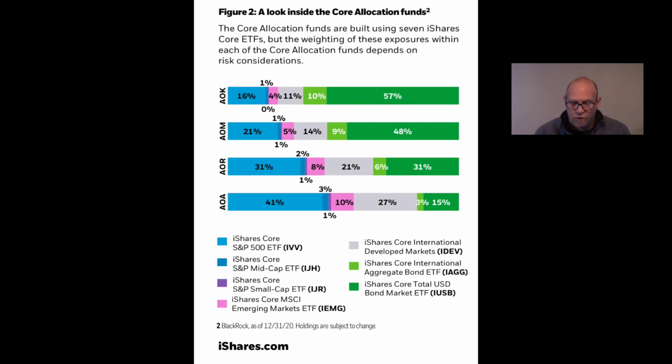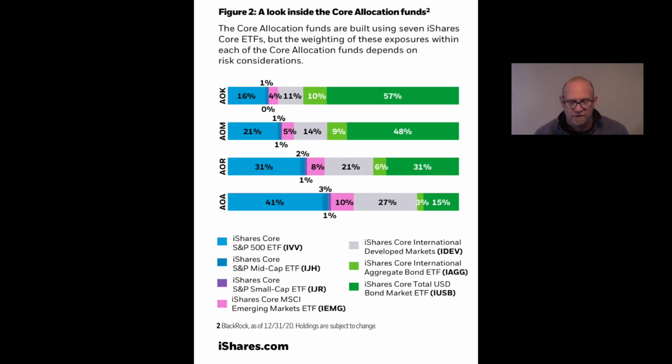The iShares Core International Aggregate Bond, so that's international bonds. And finally, the iShares Core Total US Dollar Bond Market ETF, ticker IUSB. So that's going to be weighted more towards your American bonds, but a lot in treasuries. So we know that right now bonds aren't paying a whole lot.